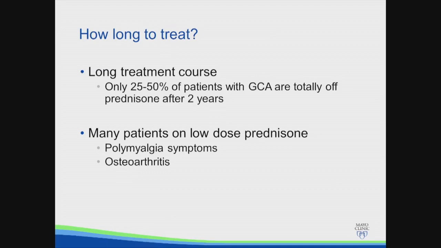Now again, most people are able to come down on the prednisone dose from a high dose to a low dose, but it's very common for people to be continuing long-term on a low dose of this medication, either due to recurrent polymyalgia symptoms, this aching and stiffness in the joints, or sometimes even due to unmasking of symptoms related to osteoarthritis. We all develop some wear and tear in the joints as we grow older, and prednisone will often help that or mask that, and then as the prednisone is being withdrawn, those symptoms may come back.